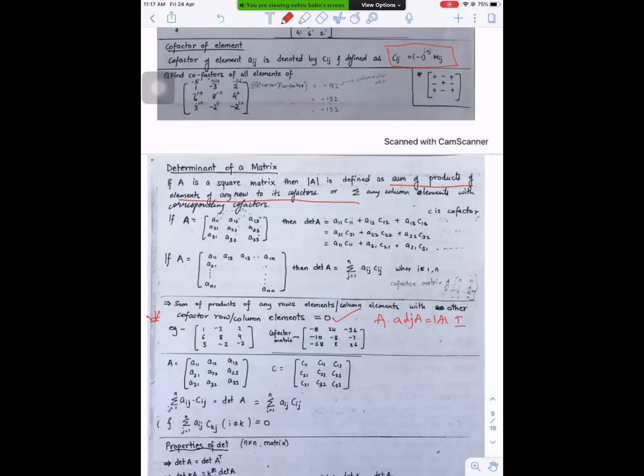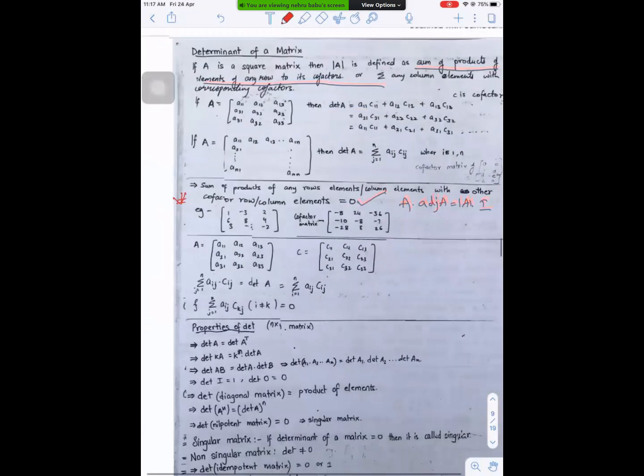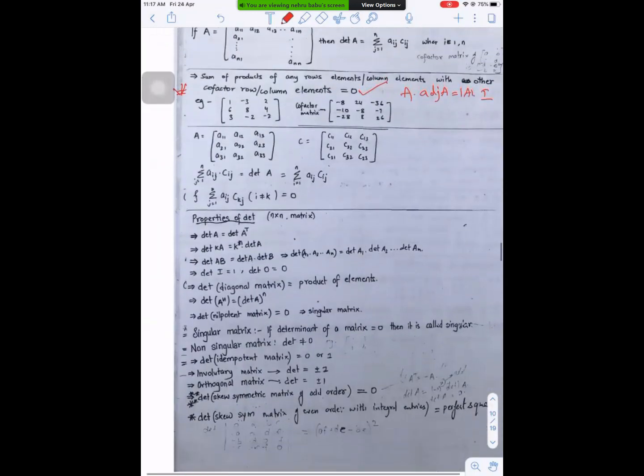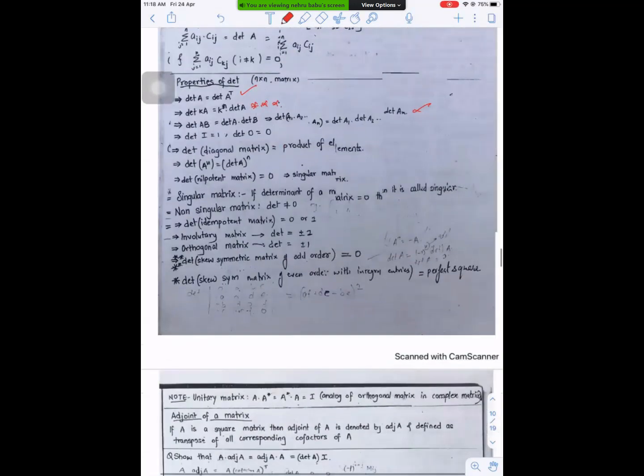So if you take the sum of products of rows, you'll get A into adjoint A equal to det A into identity. Yes, this is very important. And if you see det properties, det A equals det A transpose. And this is a very important result: det KA equals K power n into det A. Det AB is det A into det B. Next, just now what we discussed, the det of diagonal matrix, nilpotent, all these things we discussed just now.